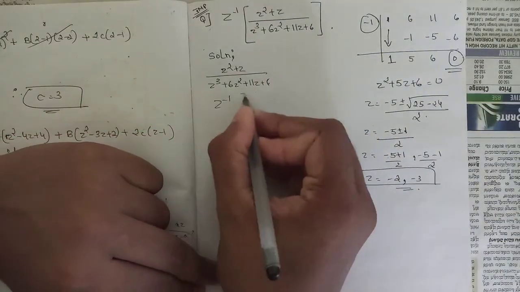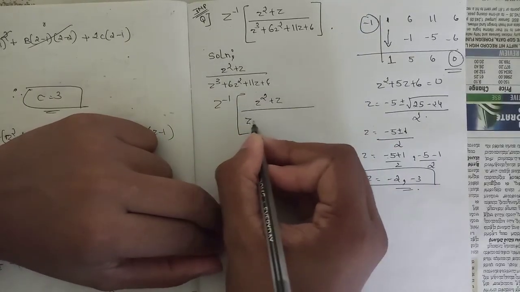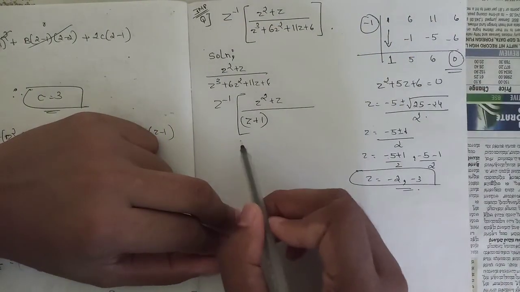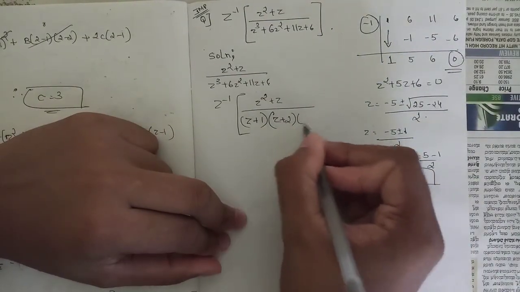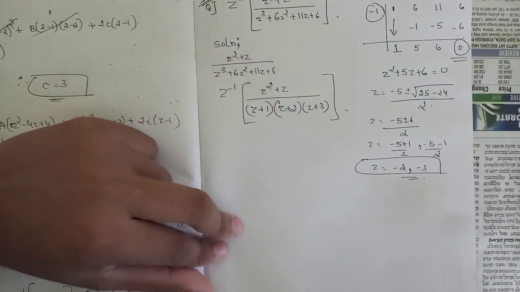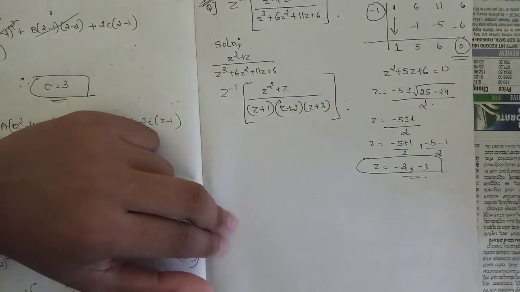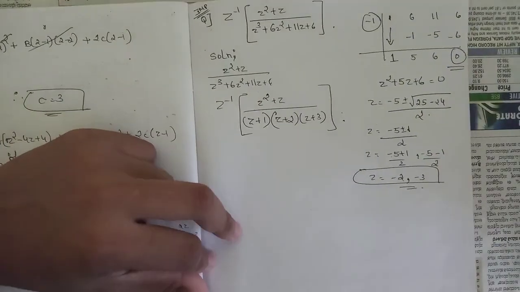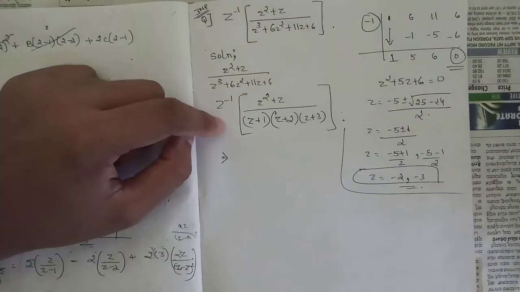So the z inverse of the question would be looking like z plus 1, since the root which we got is minus 1, right? So always we need to write it as z plus 1, z plus 2 and z plus 3. So these are the three roots which we got. Now in this we need to simplify this term using the partial fraction. So now let's solve it.